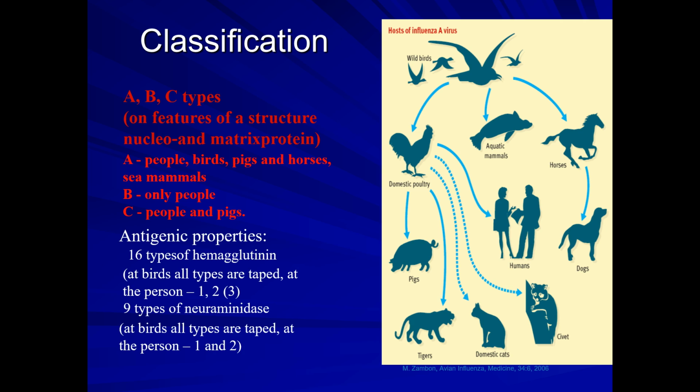Classification: types A, B, C. A: people, birds, pigs and horses. B: only people. C: people and pigs.